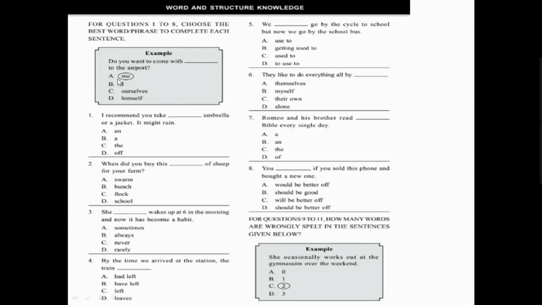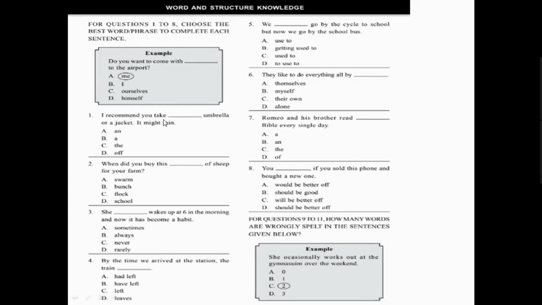It can also be me, the personal pronoun, but the correct pronoun that we have to use over here is, do you want to come with me to the airport? We can't say I. So it is the first option, me. Do you want to come with me to the airport? This is how you have to answer the questions. Okay, let's go to the questions.